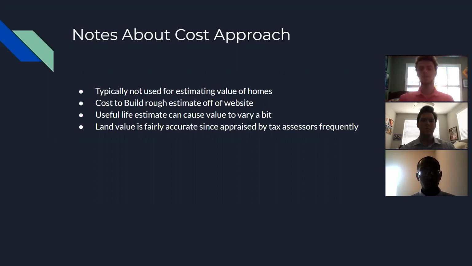Also the useful life estimate, we just chose 70 because that's a common useful life for many homes. But we're not entirely sure what its actual useful life is going to end up being. So that number can have a pretty big effect on the valuation using the cost approach. One positive about the cost approach is that the land value that we factor in is fairly accurate since county tax assessors appraise it frequently.